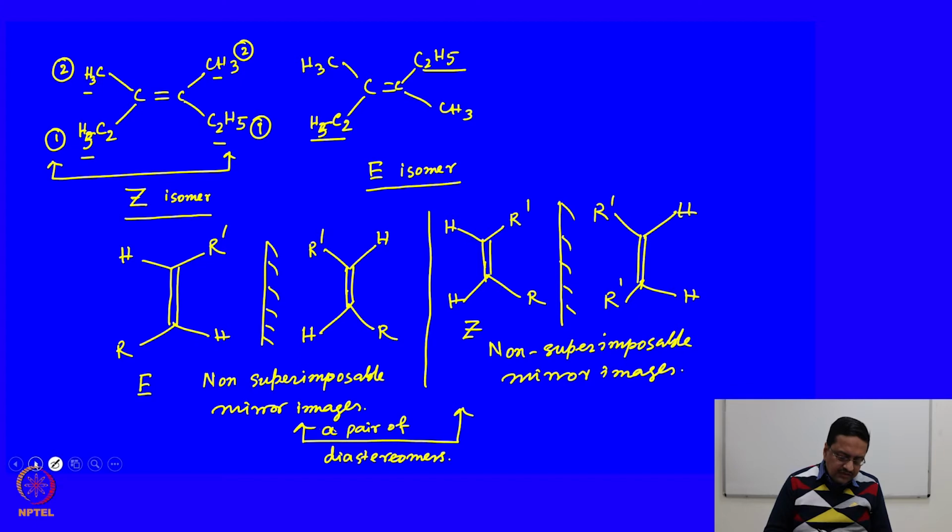We may encounter in our studies a number of compounds which may contain more than one double bond. So, when you have multiple double bonds, maybe 2 or 3 double bonds, we should then try to identify all possible stereoisomers of that compound. So, when we have at least 2 double bonds, let us see with one example.